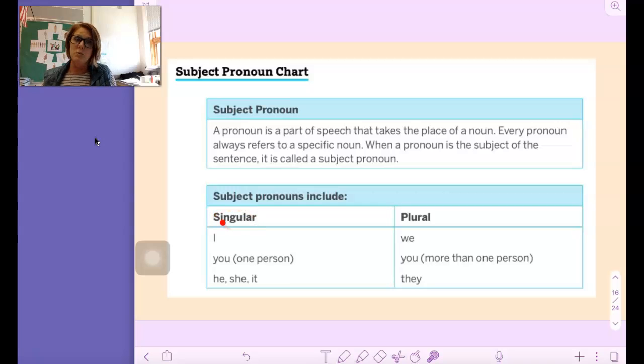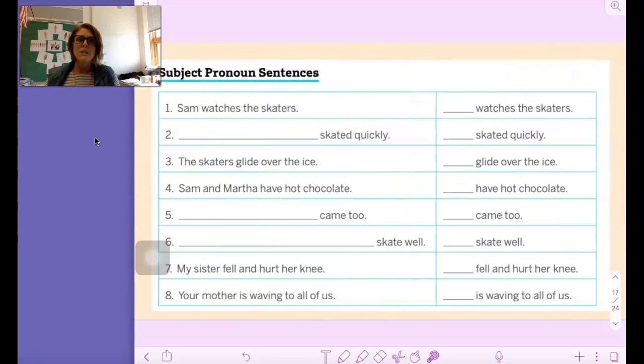So here are our subject pronouns. Our singular ones, when we're talking about one person, place, or thing: I, you, for one person, he, she, it. When we talk about plural pronouns, that means more than one: we, you, for more than one person, and they. So keep these in mind as we move forward. Let's do some together for practice.